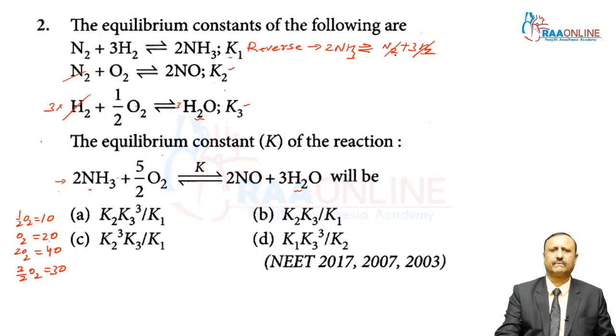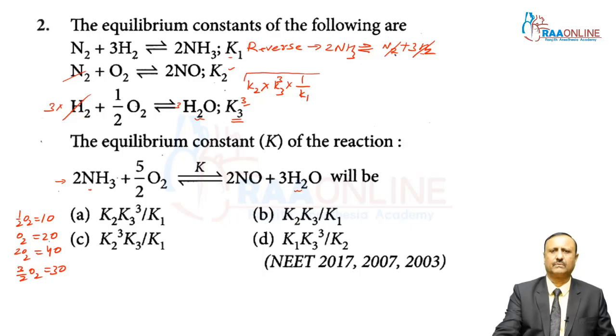So my dear friends, here K1, K2 are added. When reactions are added, in equilibrium condition it means the constants are multiplied. K1 is reversed, so it is divided. And K3 is present with the power 3, so K2 and K3 are multiplied, with K3 to the power 3 because this 3 is multiplied here, and you get the reverse of K1, which means multiply by 1 upon K1.